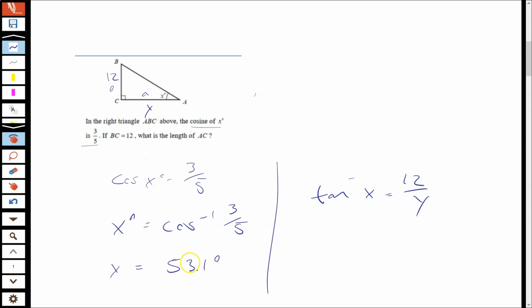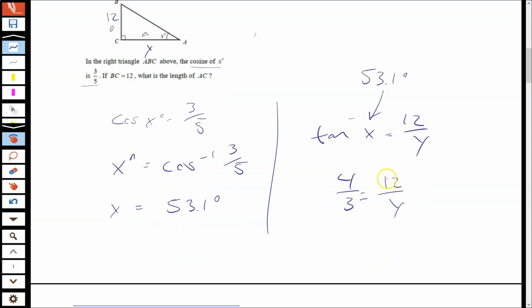And then I could plug this in. This is my x, so I could take 53.1, plug it in there, and find that tangent using a calculator. That should get you 4/3 equals 12 over y. And notice now we just have a proportion situation. One way I could tackle this is by cross multiplying, which you guys know and love. So I could say 36 equals 4y. That means y equals 9. Okay, so that's one way to tackle this.